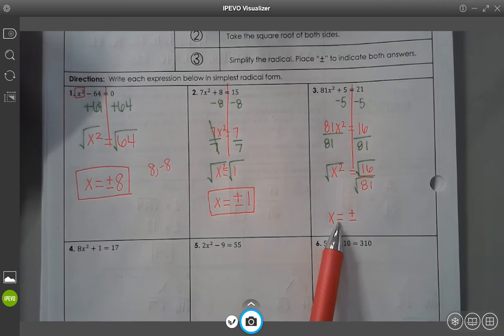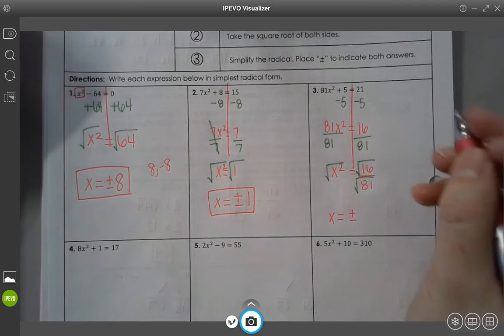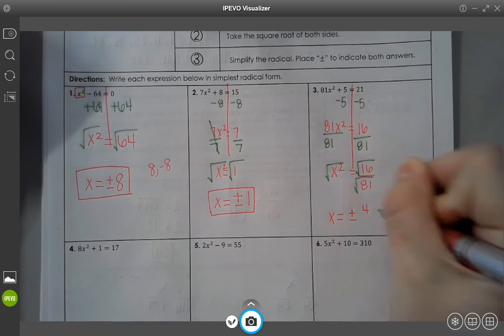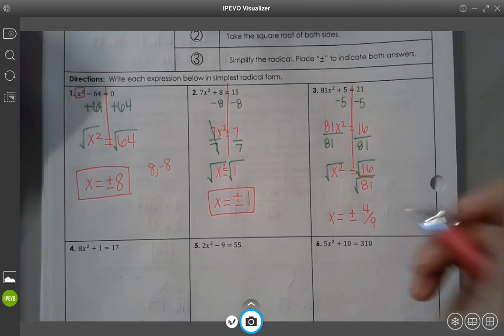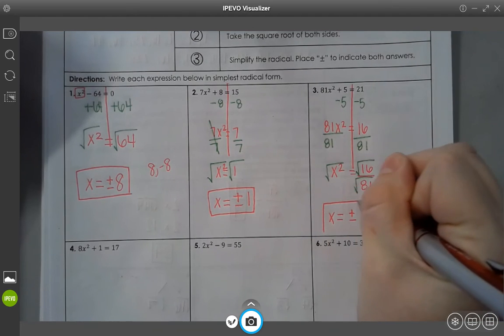So we get x equals plus or minus, what's the square root of 16? 4. Square root of 81? 9. So plus or minus 4/9.